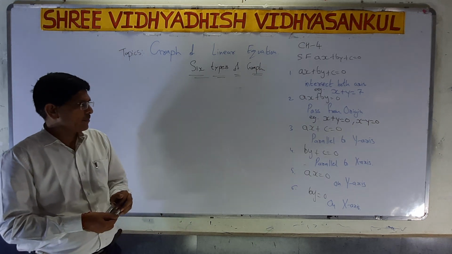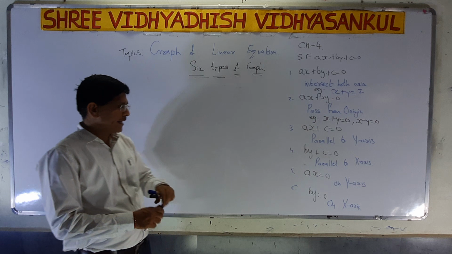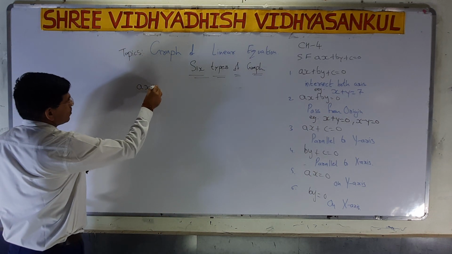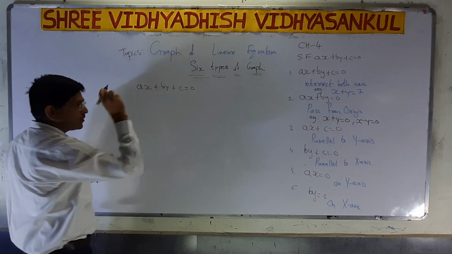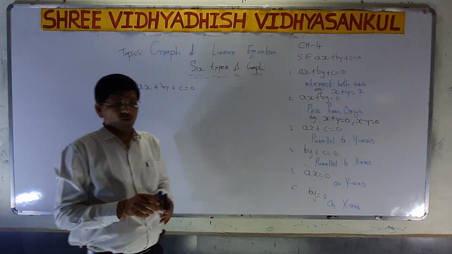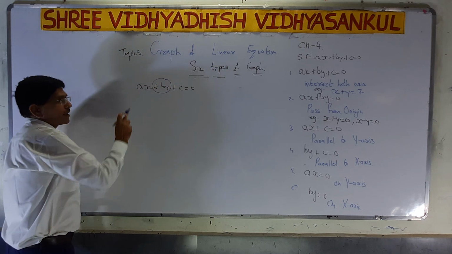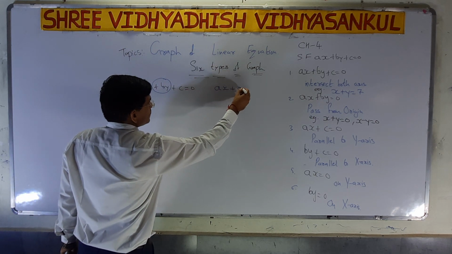So the other type of graph that we want to discuss. We start from here. Now again I have to write the standard form, that is ax plus by plus c is equal to 0. Now ax plus c, so which term do I have to remove? If I remove this, the equation is in the form of ax plus c.